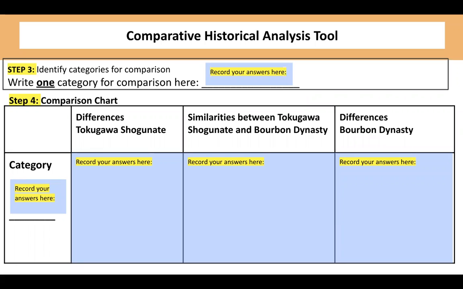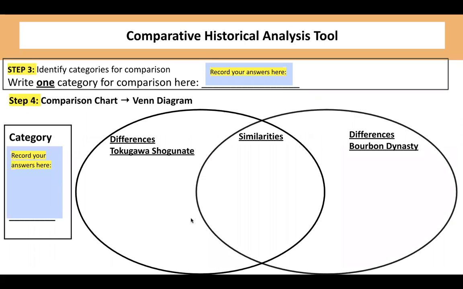Also for step 4, while we will look at the similarities and differences in a comparison chart, if you are a visual learner, you could alternatively do this in another way. You may wish to use a Venn diagram, and it works in a similar way. You would pick your category and label your category, and then put the differences you see within that category on the sides, and the similarities in the middle. So you could do this in whichever way works best for you.